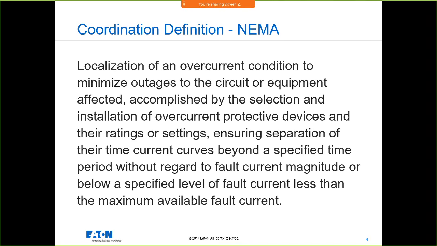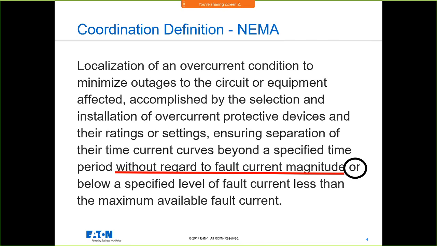That is the same as selective coordination up to that point. Here is where things got a little different. Ensuring separation of their time current curves beyond a specified time period, the time period, without regard to fault current magnitude. So what does this mean?